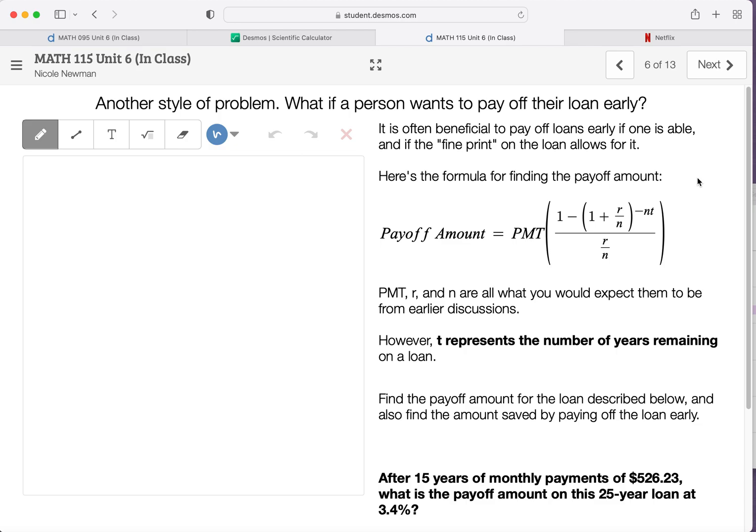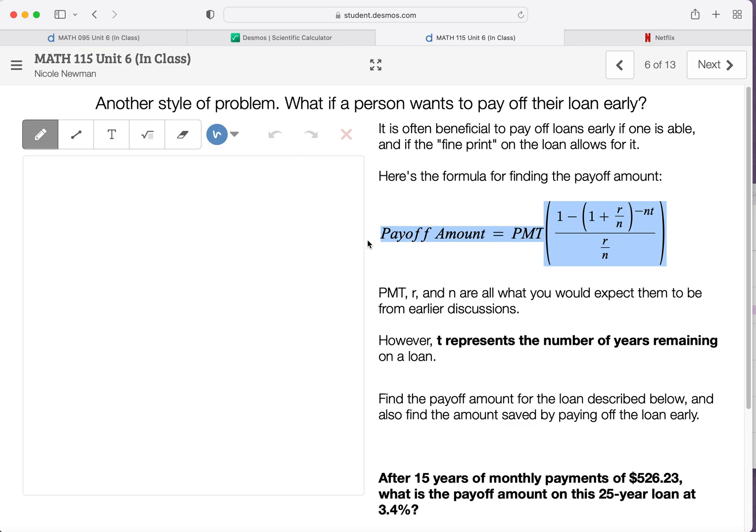Here's another style of problem. We're going to borrow Maya's information, but we're going to figure out what would the payoff amount be if Maya wants to check out of that loan early. So the payoff amount for something like that, if you want to be done with a loan early, has a slightly different formula. It looks like it's the reverse of the last one, like the denominator has now moved to the numerator, like it's flipped over.